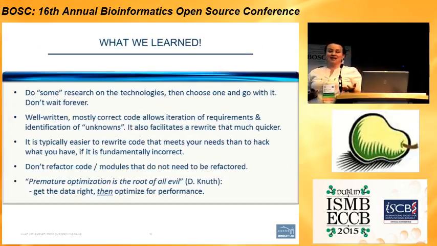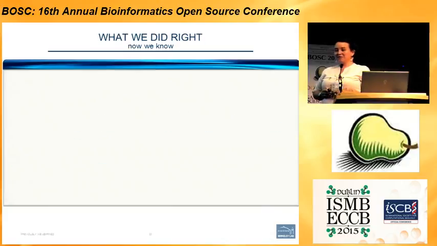So our lessons are: do some research on the technologies, but then pick one and go with it instead of staying in analysis paralysis. Don't wait forever. Well-written code that is mostly correct is going to allow you to facilitate the rewrite a lot quicker than if you take too much time doing this. It's typically easier to write code that meets your needs instead of hacking with what you have. So let's just rewrite. And last, I would like to say that it's better to get the data right first and then optimize for performance instead of going for premature optimization.